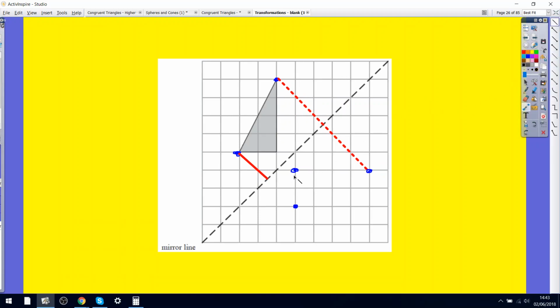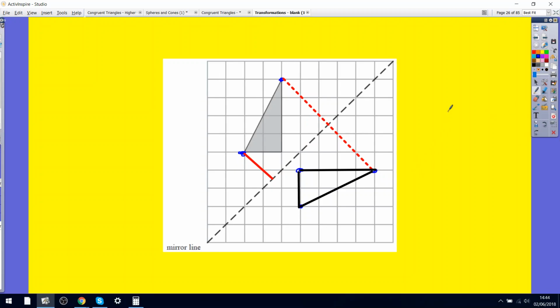So if it's a diagonal mirror line, you just count the diagonals this time. You're always going perpendicular to it. You're always going head on. Any questions there? Okay.